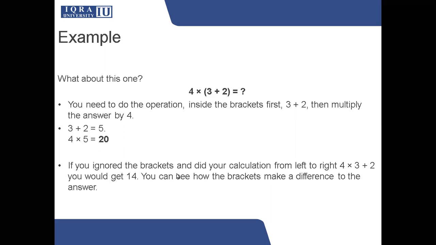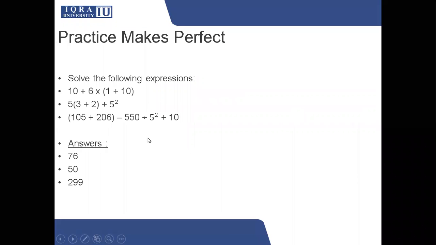Now, if you ignore the brackets and did your calculations from left to right, you would get 14, like 4 times 3, 12, plus 2, 14. And remember, this is the wrong answer. So again, very important to follow the BODMAS rule.